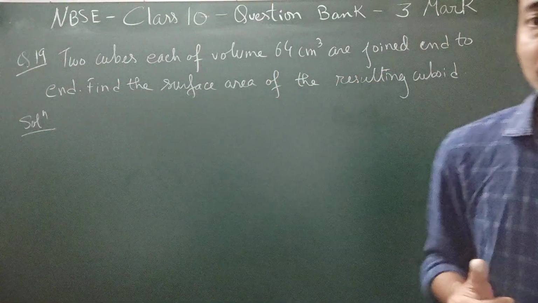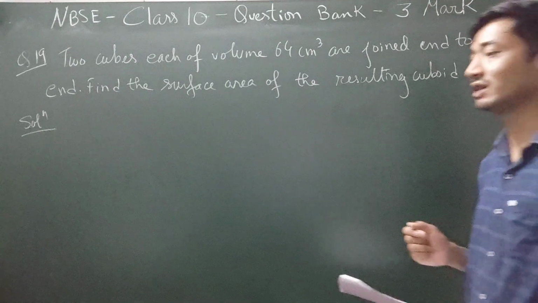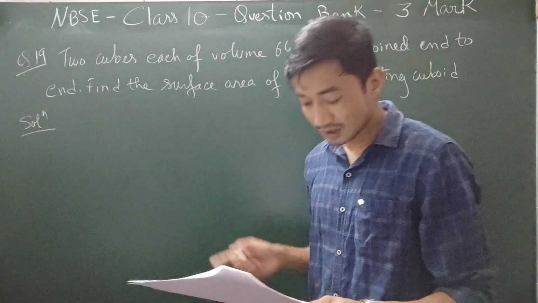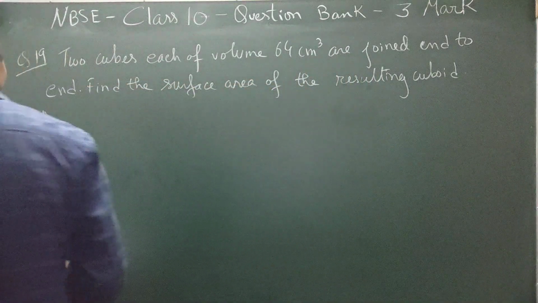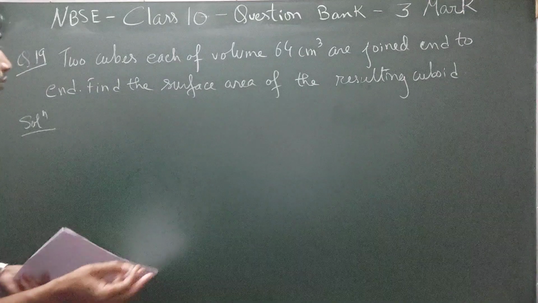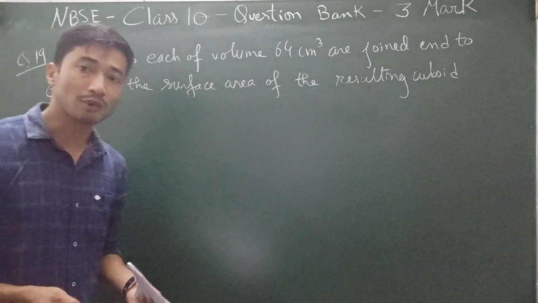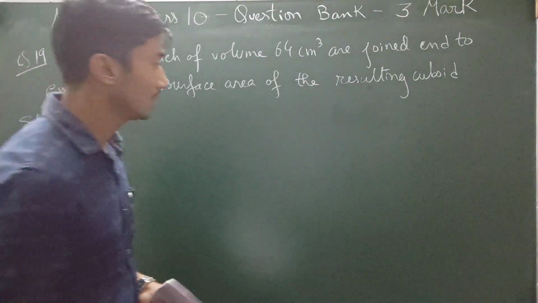Those who wish can write it down. You can pause the video here. As the question says, 2 cubes each of volume 64 centimeter cube are joined end to end. Find the surface area of the resulting cuboid.